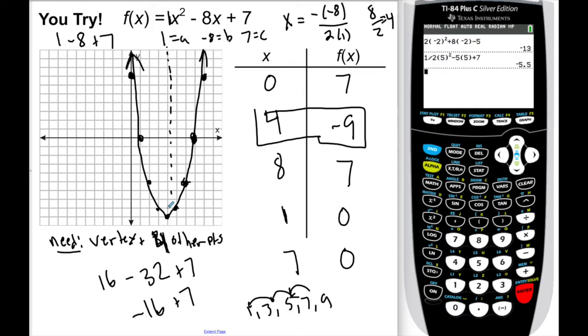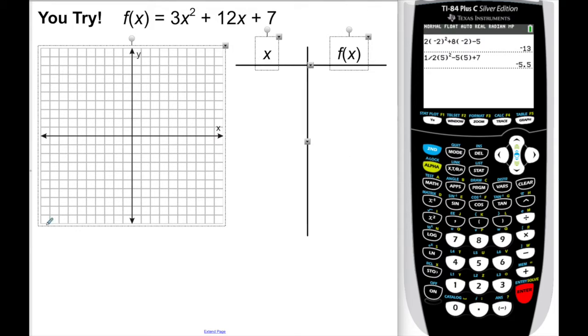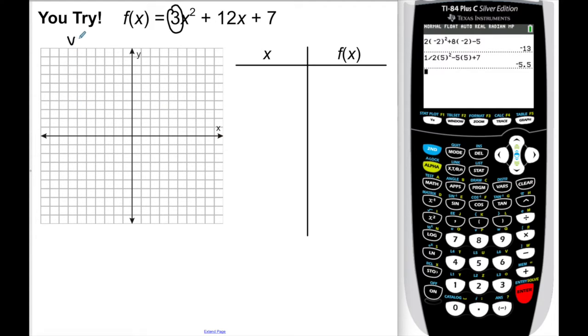Okay, so please take a moment and pause if needed, but then in a moment, I will move on to the next one. All right, wow, so here we go. On the next you try here, we're going to have one where a is more than 1. We call this a non-monic, because monic means a is 1. All right, so go ahead, take a moment. Again, pause the video. Try to find the vertex.